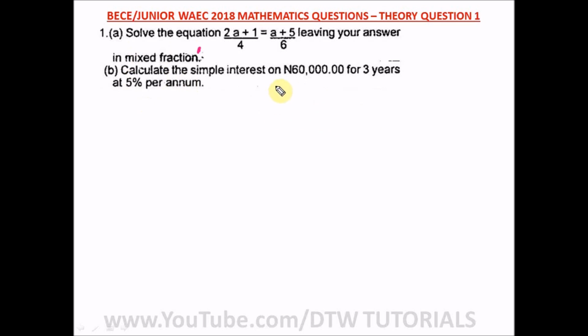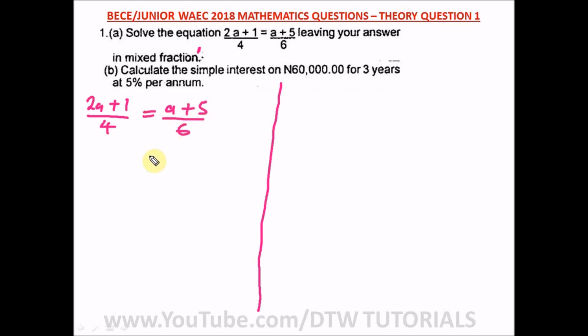So let's try to solve part A. That's 1A. It says solve this equation. So we have (2a + 1)/4 equal to what? (a + 5)/6. So what's the next step we have to do here? We have to cross multiply. Since this is a theory question, make sure you state your workings. So you write cross multiply.